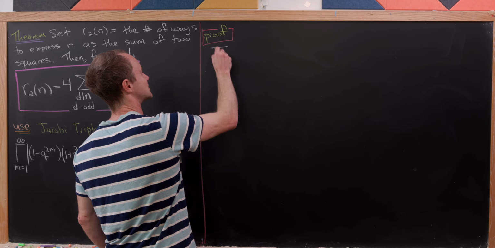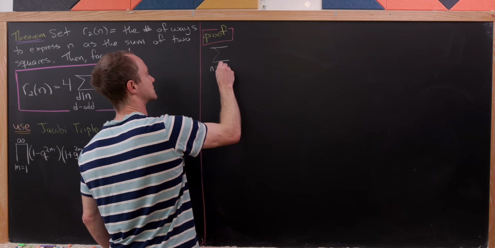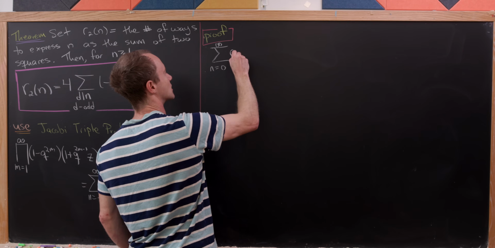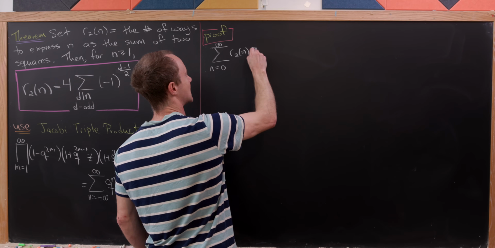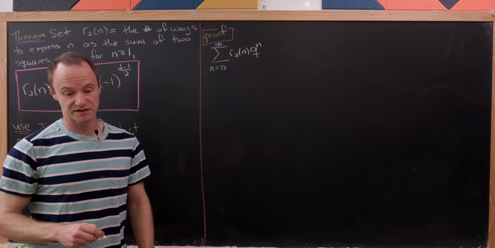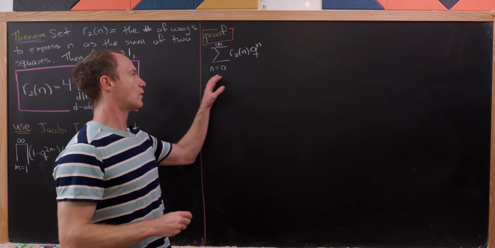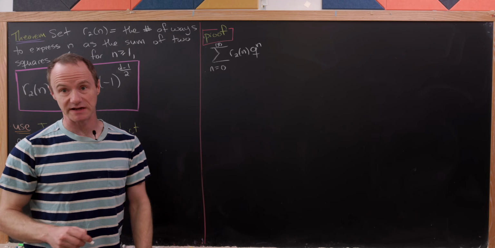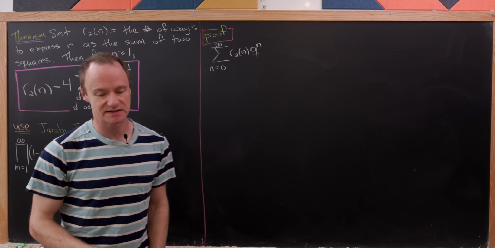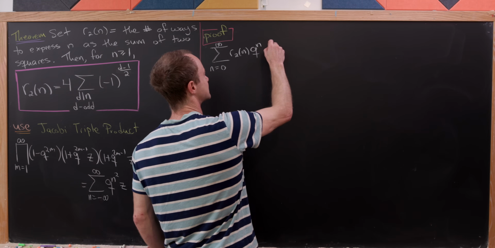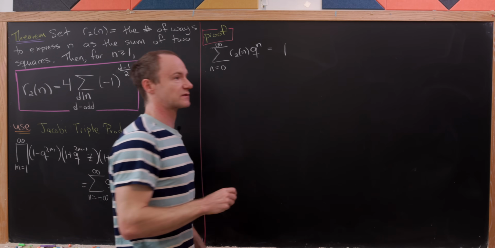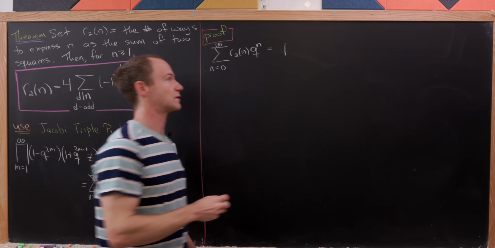So I'm going to sketch out our first step. Let's look at the sum as n goes from 0 to infinity of r sub 2 of n times q to the n. Like I said before, we're going to use generating functions. So if we can get some nice form of this series and extract the coefficients, then we can prove this identity. So let's observe that this is going to be 1, the number of ways to write 0 as a sum of two squares.